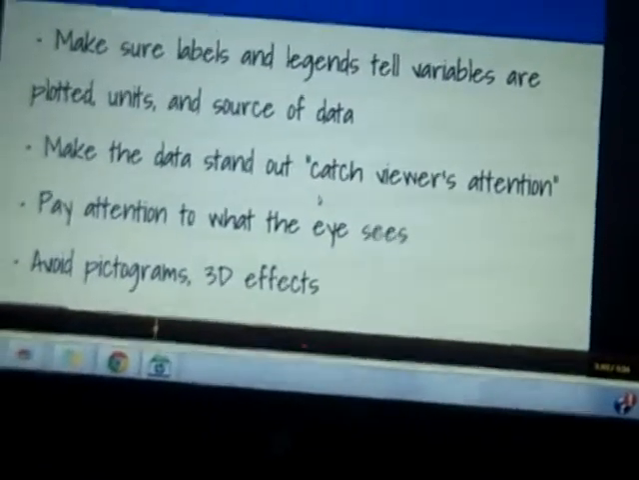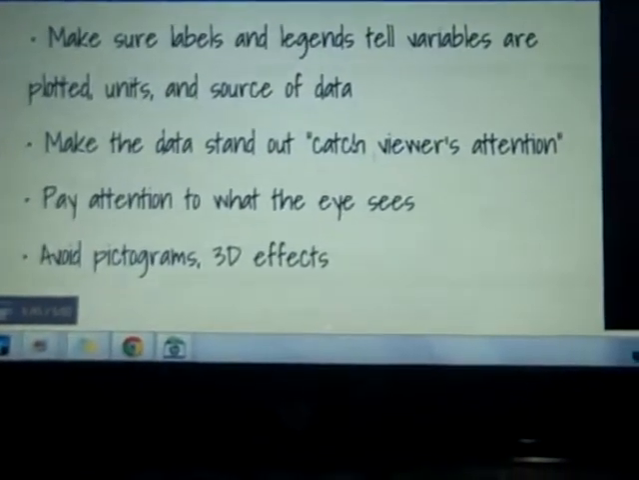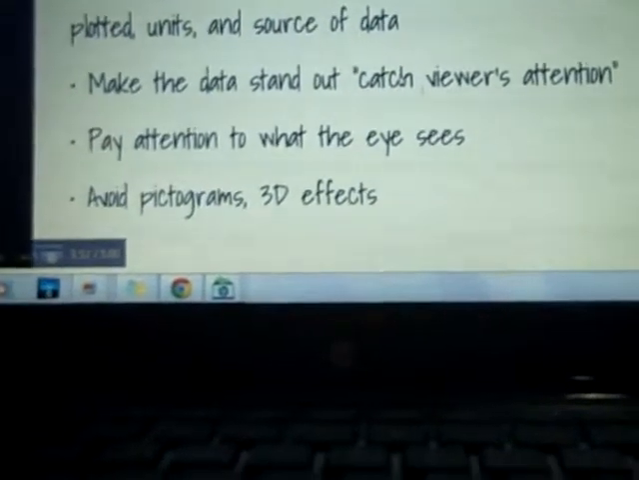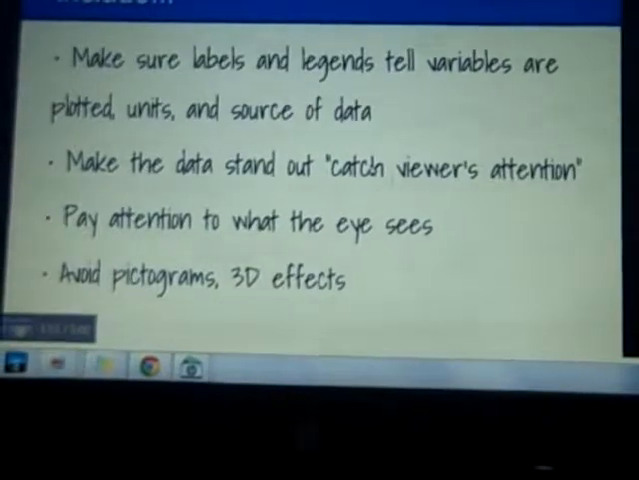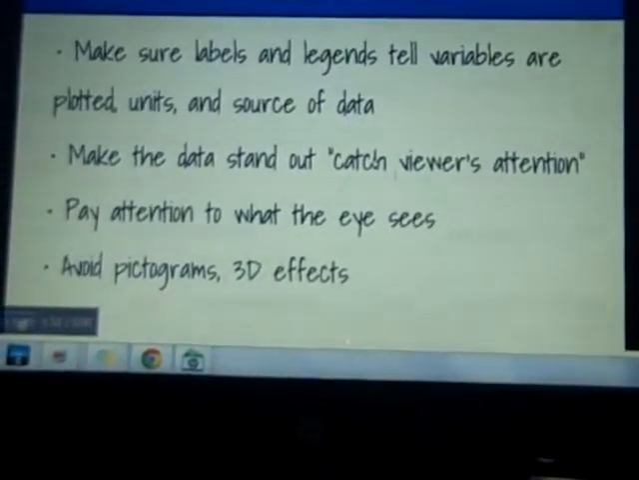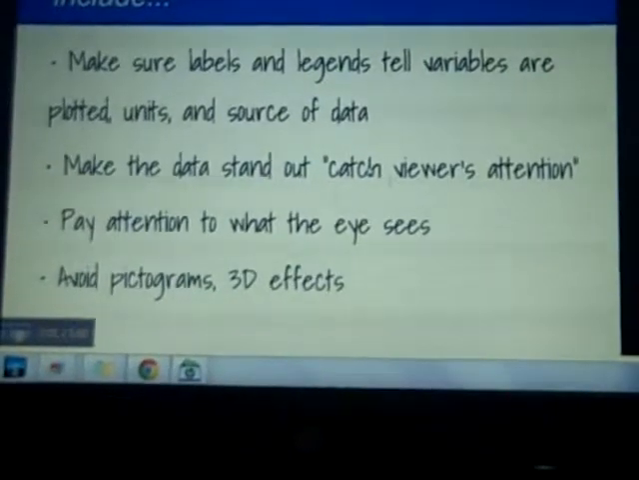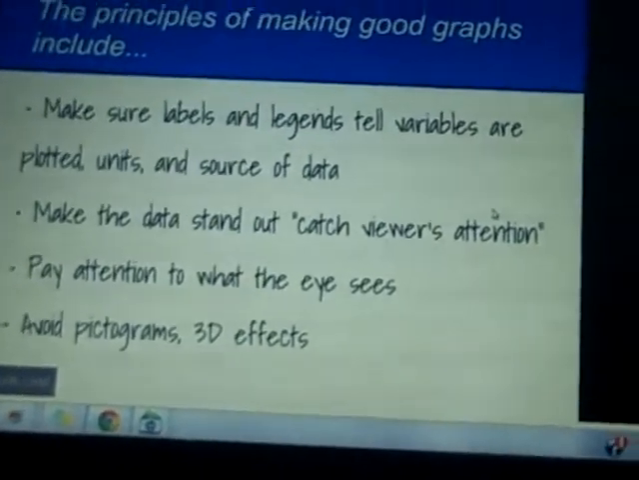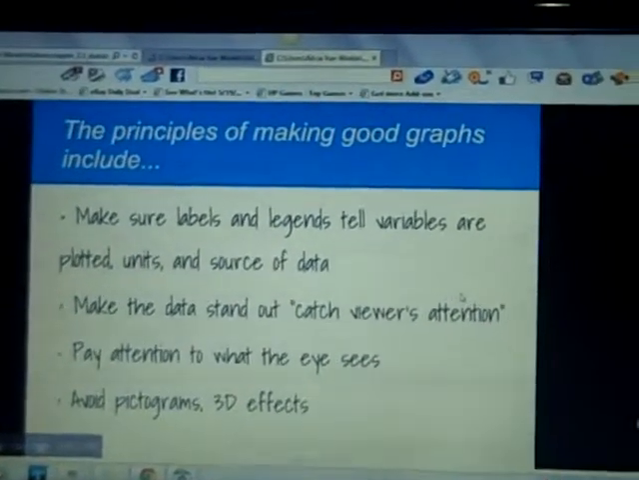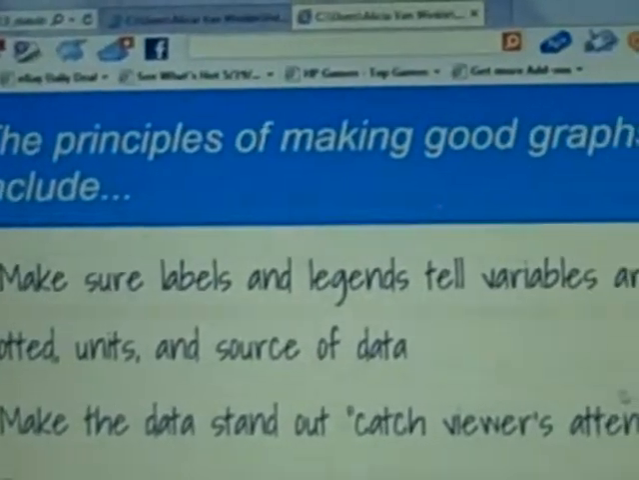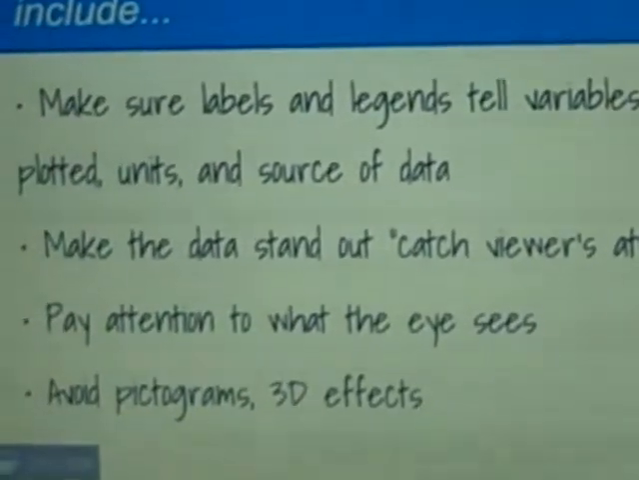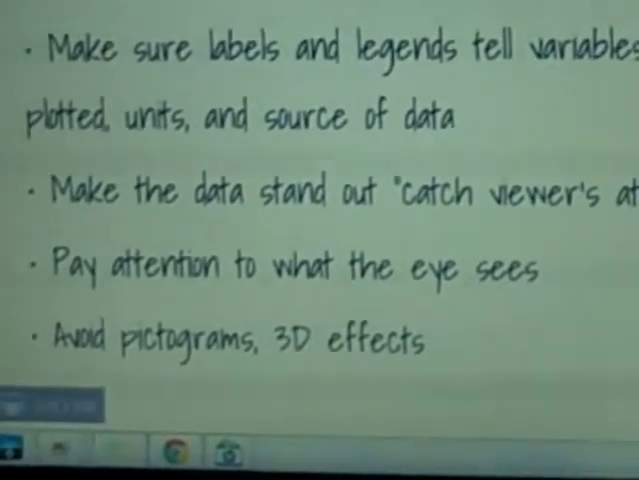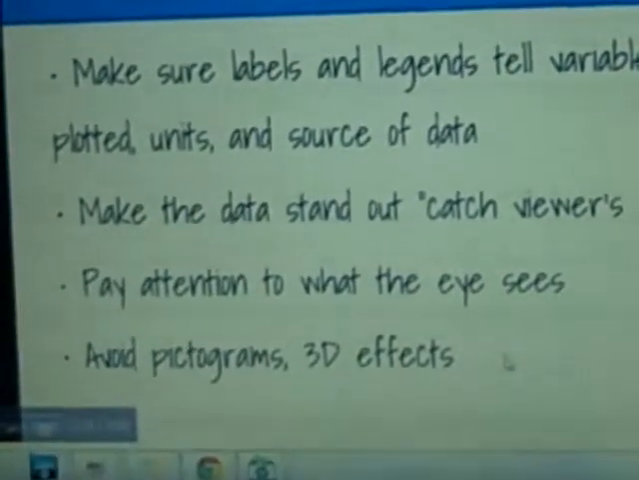The principles of making a good graph. Make sure that there are labels, legends and keys that tell you where the variables are plotted. Make sure to look for the units and the source of the data. Make sure it's always true. Make sure the data stands out and catches viewers' attention. We don't want to show data that is clustered, because it would be confusing to the audience or the viewers, whoever is looking at the data or the graph. Pay attention to what your eye sees, and avoid pictograms and 3D graphs. Remember, you're here to make a graph, not an art piece.